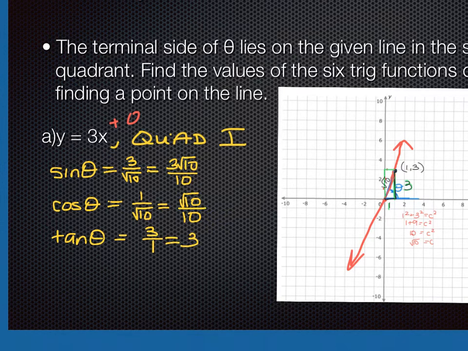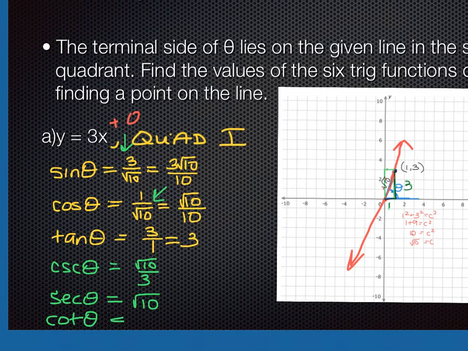And then the reciprocal functions. Cosecant, I'm going to go back to before I rationalized, so root 10 over 3. Secant, again, go back to before you rationalize, so root 10. And cotangent, the reciprocal of 3 over 1, which is 1/3.